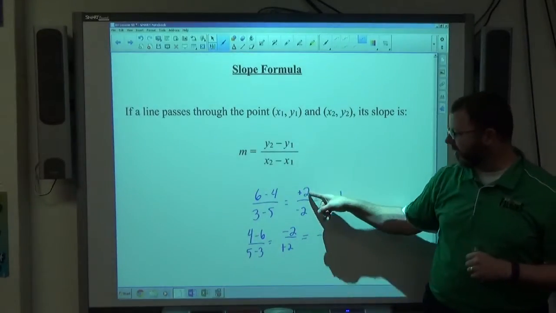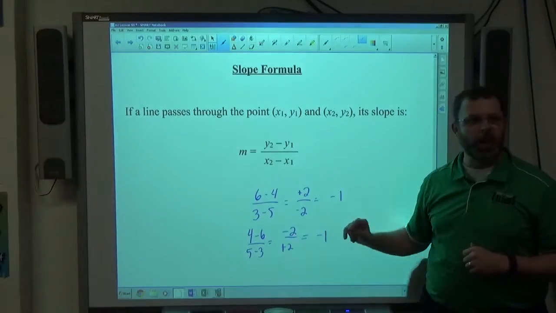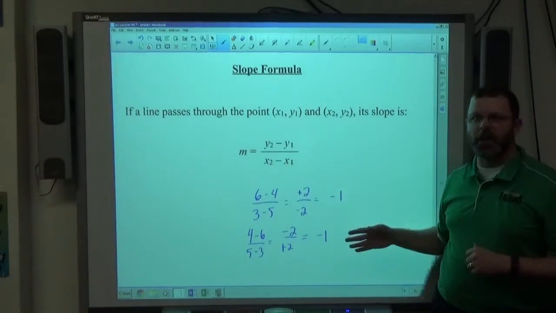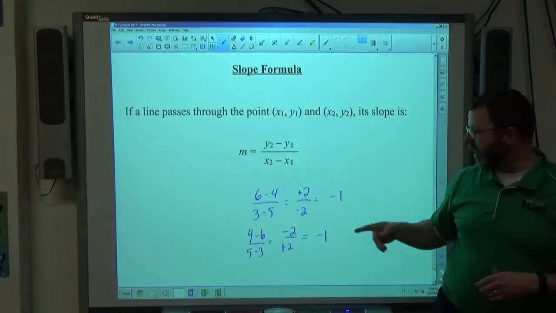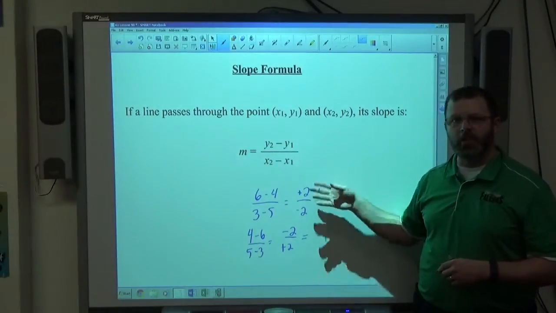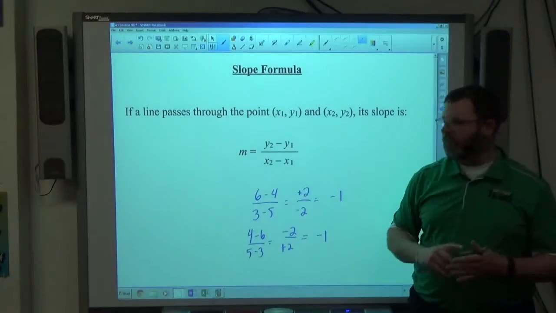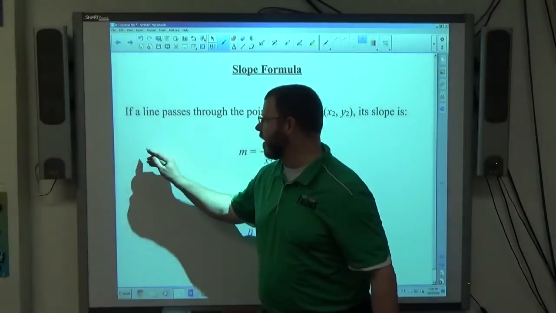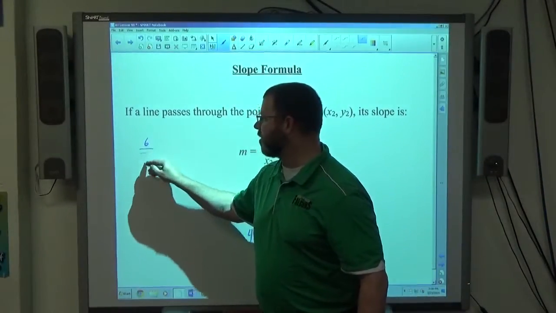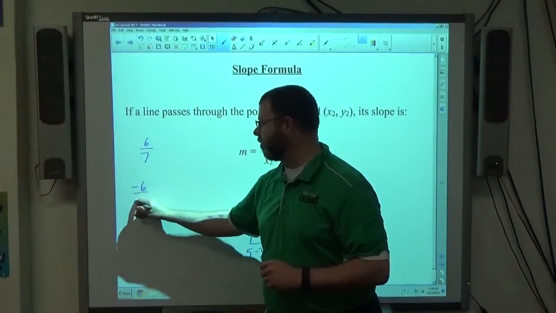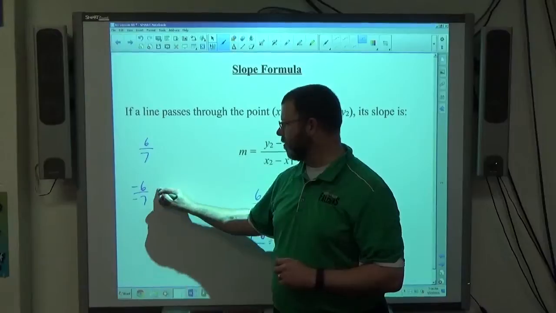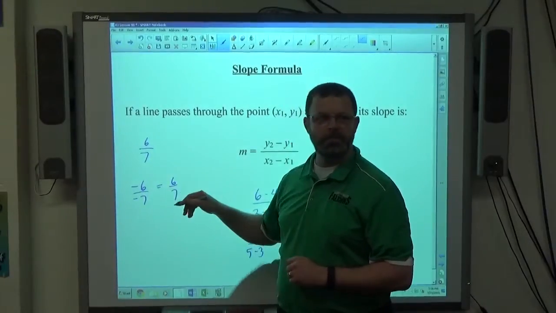If I change the sign on the top and the bottom to the opposite, then the overall fraction's value stays the same because I've changed both the top and the bottom sign. So I'm still dividing a negative by a positive or a positive by a negative. Suppose I ended up with 6 over 7 as my slope, and I flip the subtraction around, I get negative 6 over negative 7, right? That is positive 6/7. They're equal to each other.